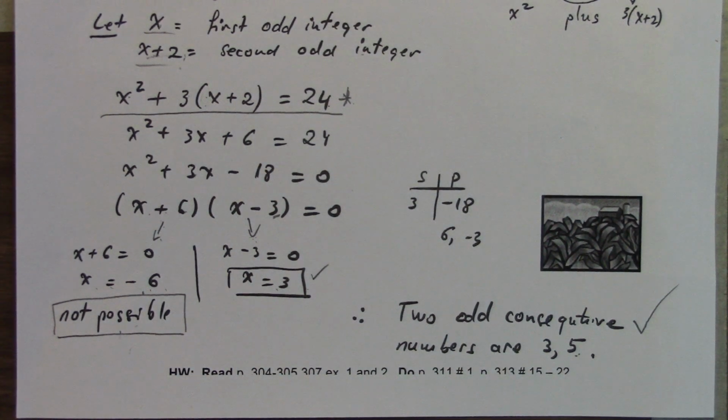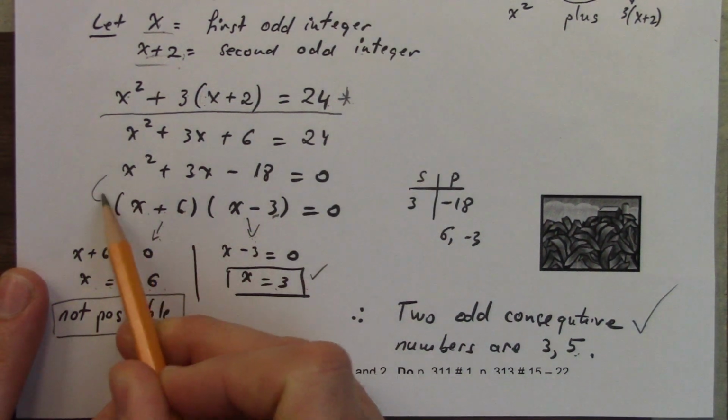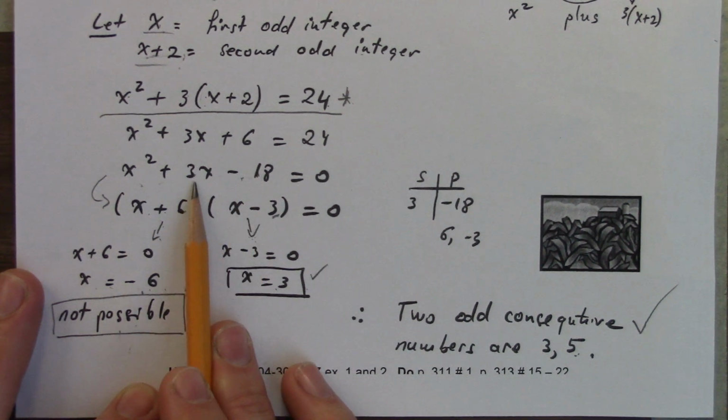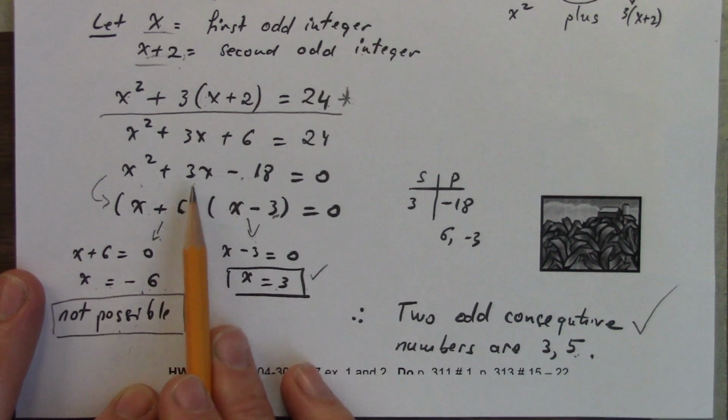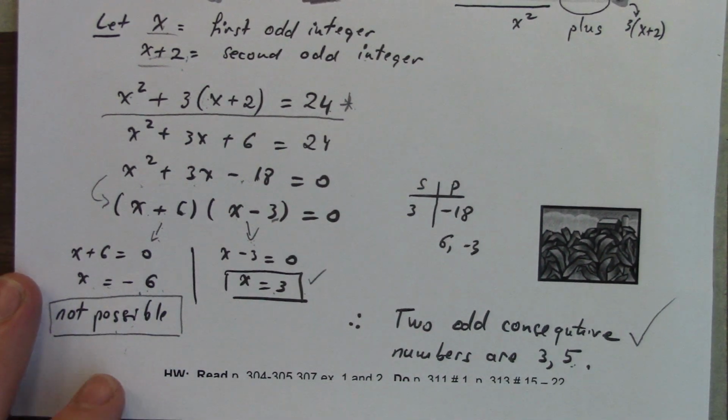Yeah? How'd you get x plus 6 and x minus 3 in brackets? I factored from here to here. So 2 numbers that multiply to negative 18 that add to give you positive 3. Yeah. You remember that, right? Yeah. How to factor? You did like how many questions on it?